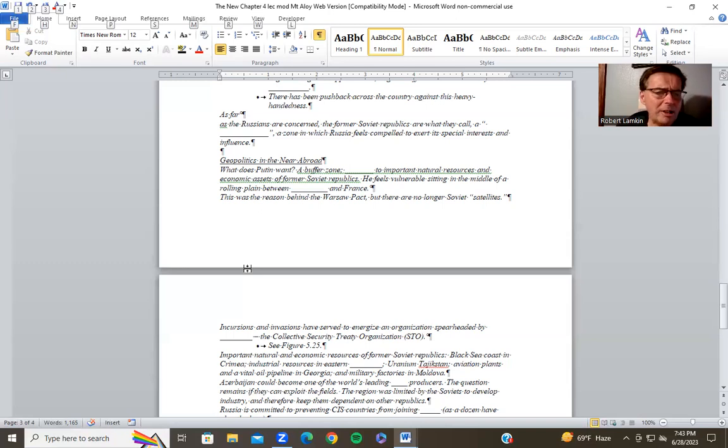So you got important natural and economic resources of the former Soviet republics. You got the Black Sea coast and Crimea, industrial resources in eastern Ukraine, uranium in the former Soviet Republic of Tajikistan. You got aviation plants and a vital oil pipeline in the Southern Caucasus, and Georgia would be one of those countries. It was in the late 2000s Putin invaded Georgia and took parts of Georgia, which was pretty much Russian dominated. And there are military factories in Moldova too, a former Soviet republic.